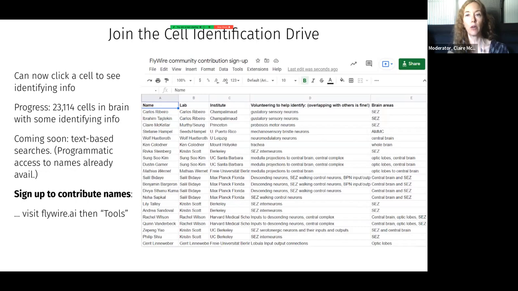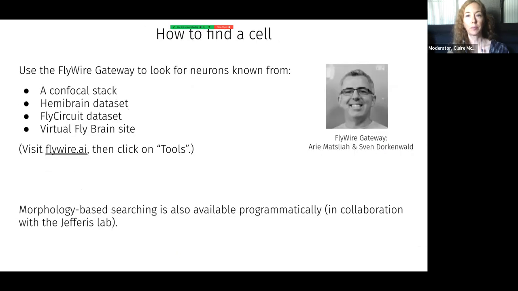To find out how to join the cell identification drive, go to our homepage, flywire.ai, and then click on tools, and you should be able to find your way from there. Next slide, please.